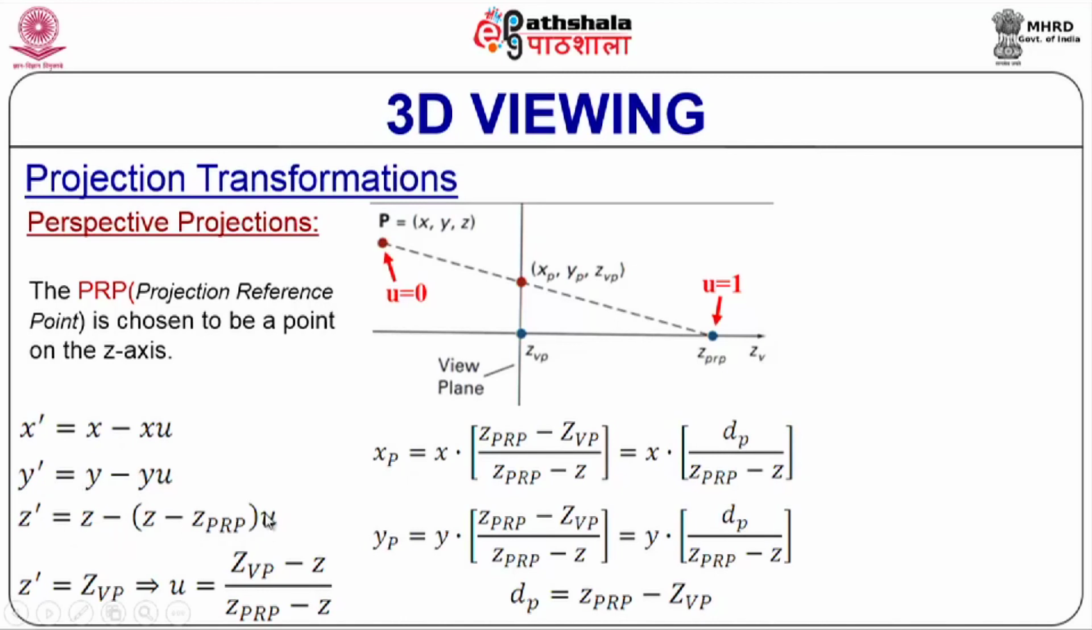(z minus zprp) into u. Now in these three equations, substitute u as 0. What is it that you would get? x dashed is x, y dashed is y, z dashed is z. We are at this end point of the line. Now when you substitute u is equal to 1 in the three equations, what is it that you would get? x dashed is 0, y dashed is 0, z dashed is equal to z minus (z minus zprp) into 1, which is zprp. So this position actually has the three coordinates 0, 0, zprp. This position is x, y and z.